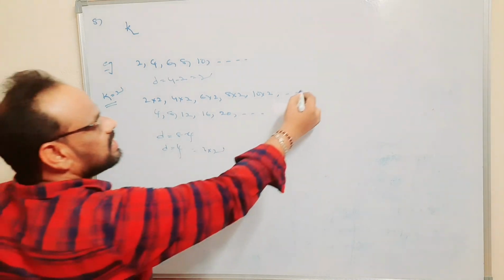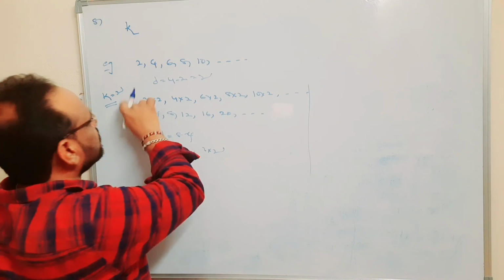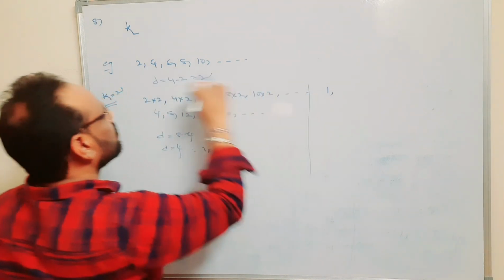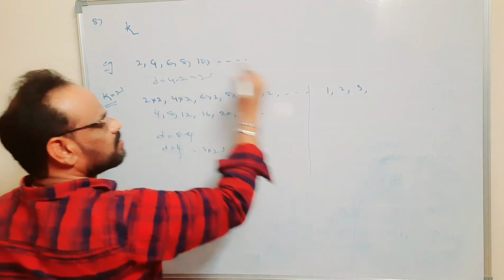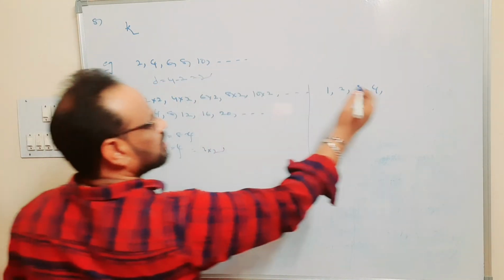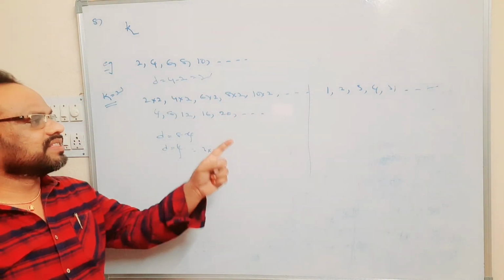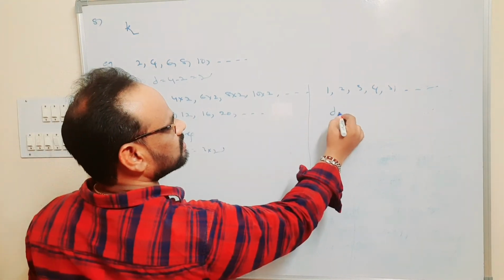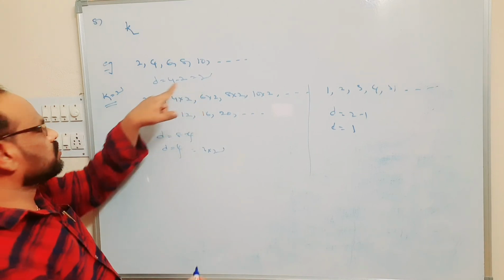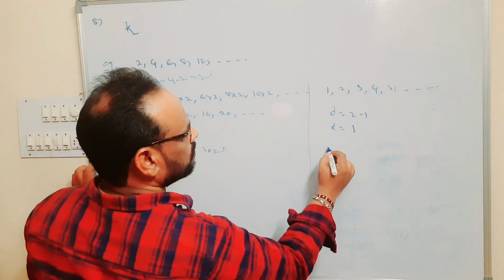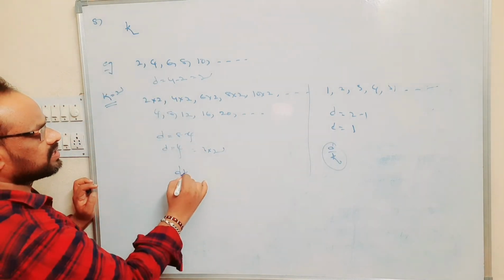Next, if each term of an arithmetic progression is divided by a non-zero constant term, that means 2 by 2 is 1, 4 by 2 is 2, 6 by 2 is 3, 8 by 2 is 4, 10 by 2 is 5, and so on. It is also in arithmetic progression. Here the common difference d is 2 minus 1, which is 1, while the original common difference is 2. So 2 by 2, that is, the common difference is d by k. For multiplication the common difference is dk.